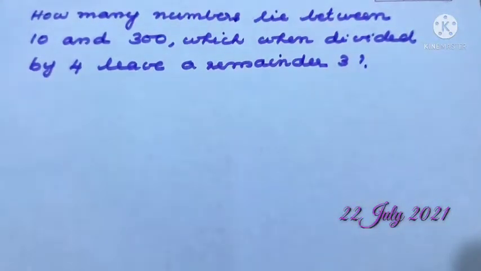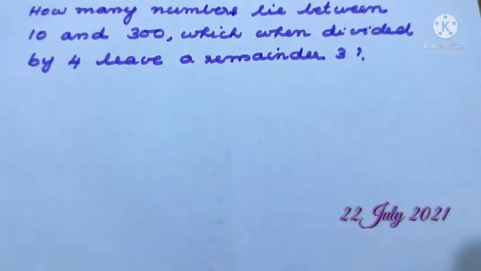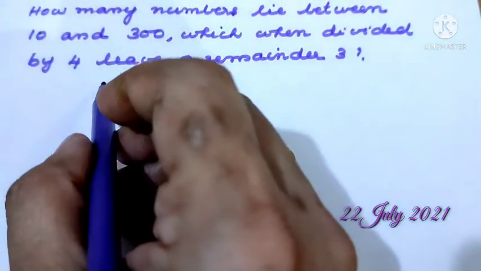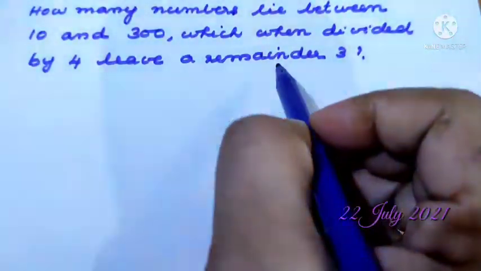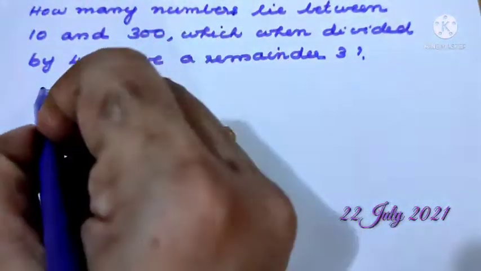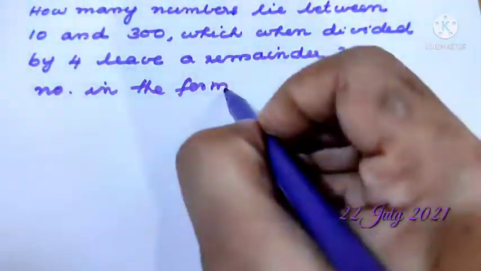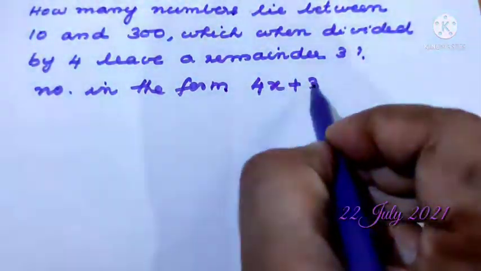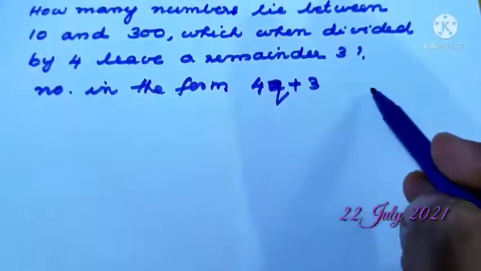How many numbers lie between 10 and 300 which when divided by 4 leave a remainder 3? So 10 to 300 is the sequence. Now from this we should get a number which, when divided by 4, leaves a remainder 3 only. That means the number is in the form 4 into quotient plus 3. I will write the quotient as q, so remember this term: 4q plus 3.